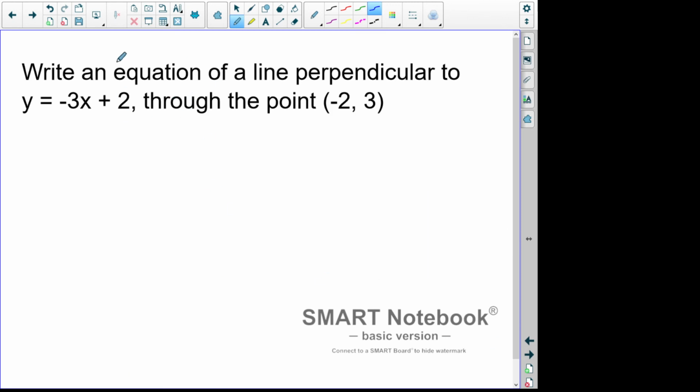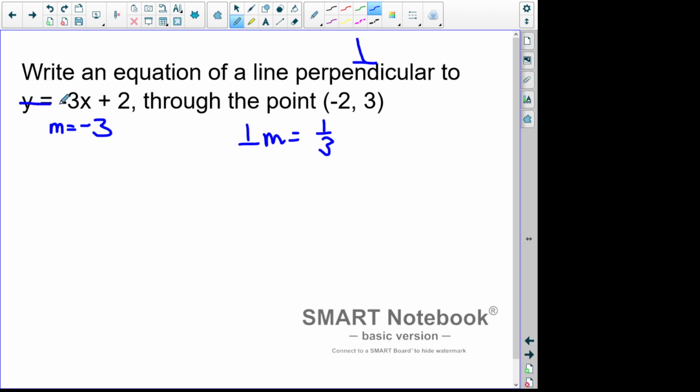And then our last example here, they're asking us to write an equation of a line perpendicular to this line through this point. So for this line, my slope is -3. For my new line, it's going to be perpendicular to that. So my perpendicular slope is going to be positive, sorry, positive 1/3. So my new line that I write the equation for is going to have a slope of 1/3. It's going to be perpendicular to -3.